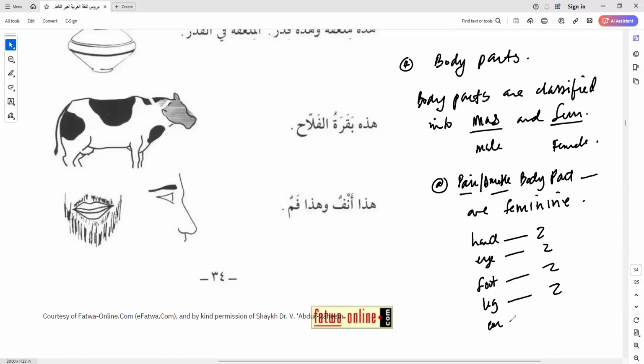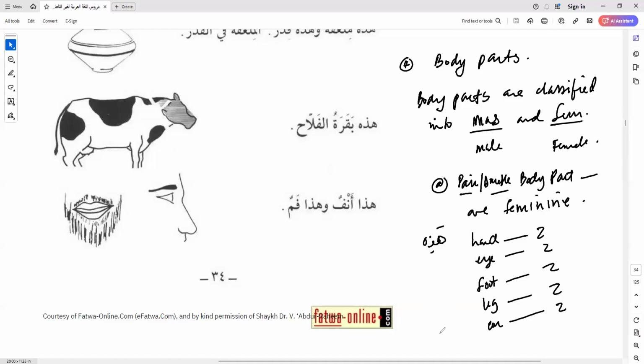Ears, you have two. So these are things, so they are considered feminine objects. So you have to use hadhi for them, right? You don't have to use هذا. So that is the rule for pair body parts.